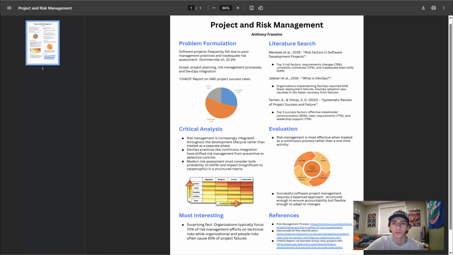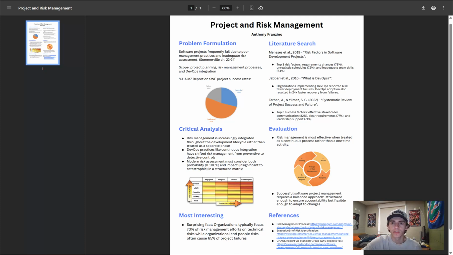So the central problem is that many software projects fail due to poor management and inadequate risk assessment. A Chaos Report done by the Standish Group concluded that over half of all software engineering projects face challenges. Only about 29% are successful and 19% fail, which is a pretty concerning number of projects that are not fully successful.